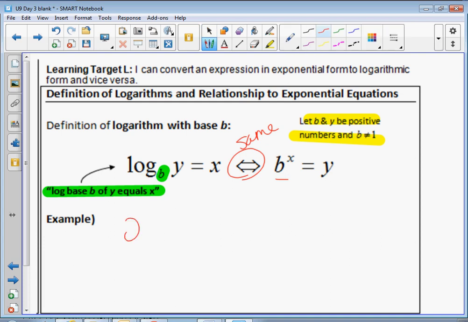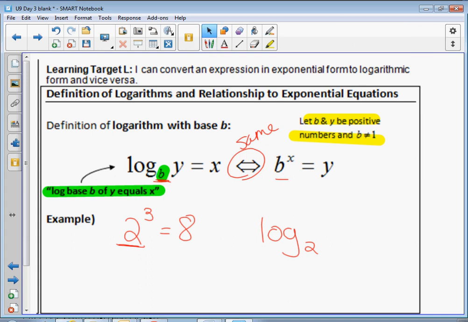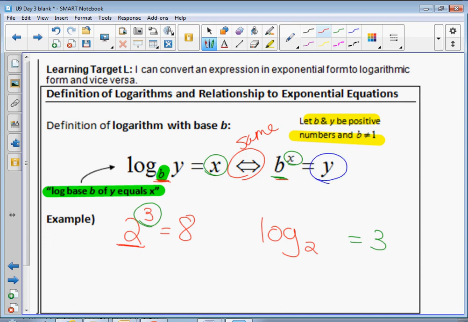So if we had 2 cubed, we know that 2 cubed equals 8. This is an exponential form. I can convert that to the logarithmic form. If 2 is my base, I want my base here to be 2. So log base 2. If I refer over here, I had the base raised to the x power. So my power of 3 is the x, so I will be equaling 3 in my log. And b to the x equals y. In this case, y is 8, and y goes here. So log base 2 of 8 is equal to 3.